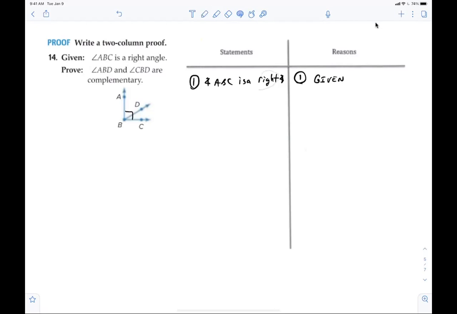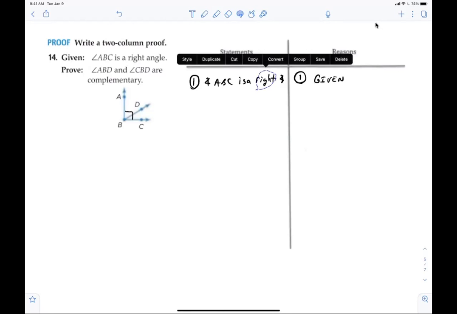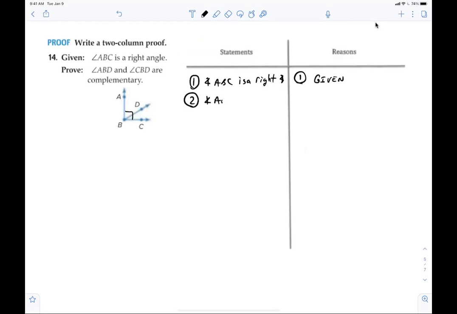Now, because it is a right angle, what does that mean? It equals 90 degrees, right? So this is how detailed they want you to be, all right? So that means angle ABC, I should say the measure of angle ABC is equal to what? 90 degrees. And why do you suppose that is? Definition of right angle. Agreed? A right angle has a measure of 90 degrees.